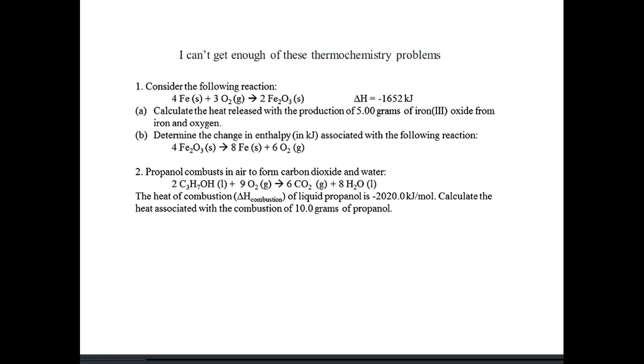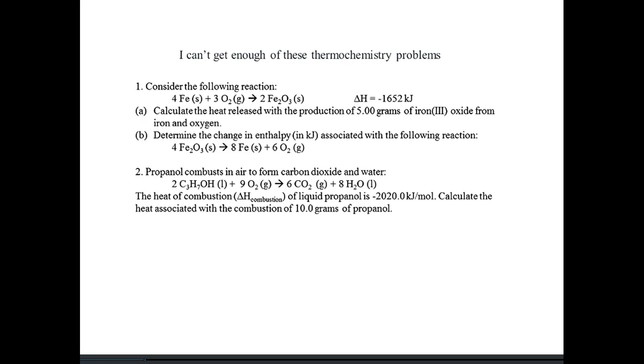It's not asking for the heat associated with the reaction. It's asking for the heat released when 5 grams of iron oxide is produced. So we need to take that 5 grams and convert it into moles and then figure out what the heat is associated with that many moles.